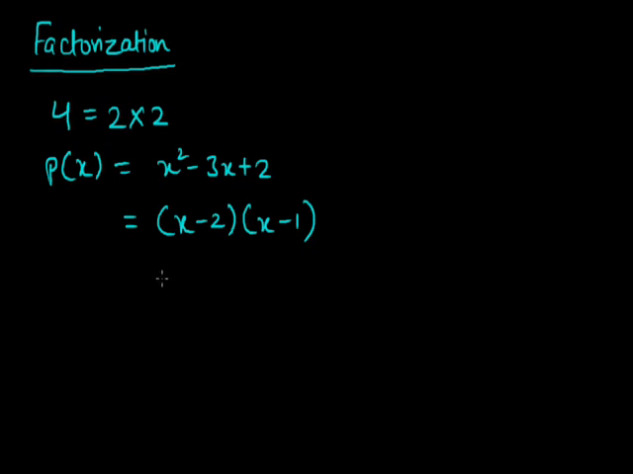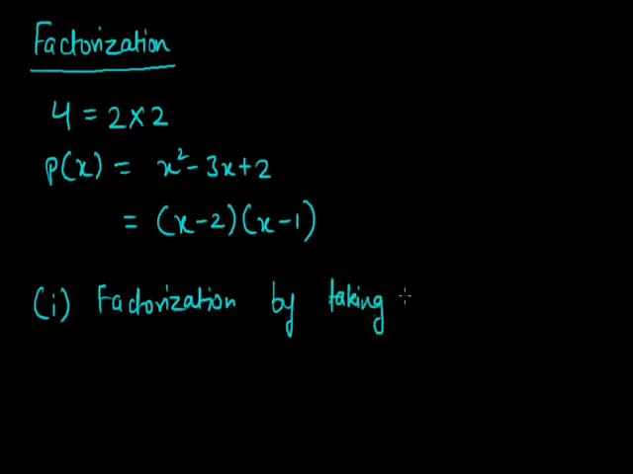And as we have done the factorization of this polynomial, it means we have written this polynomial in the form of the product of its factors. As x minus 2 and x minus 1 are factors of this, we have written it in the form of factors. This is known as the factorization. So there are different methods of doing the factorization. First method of doing the factorization is factorization by taking out common factor. So it means we are doing the factorization by taking out the common factor.